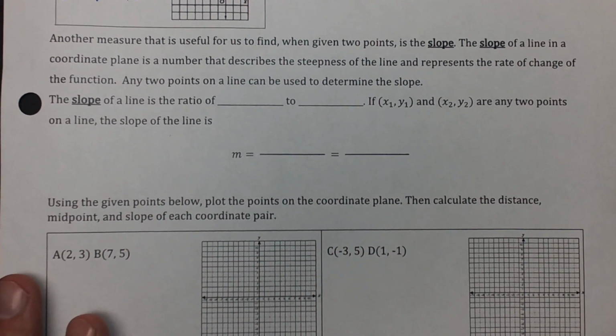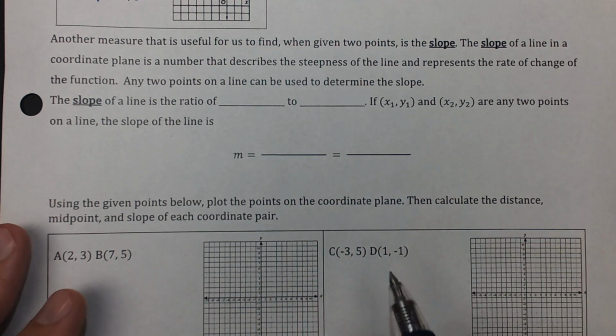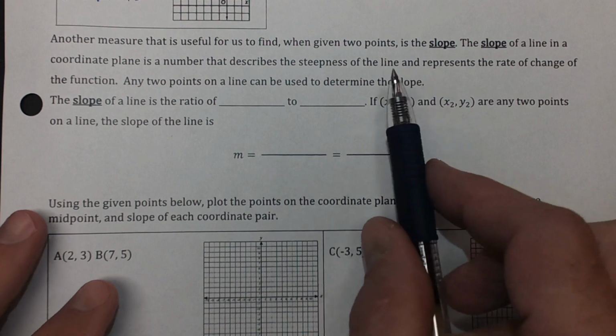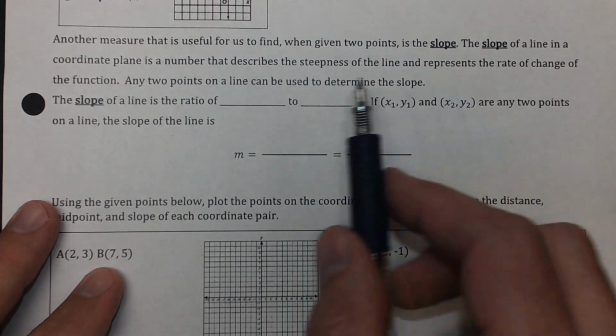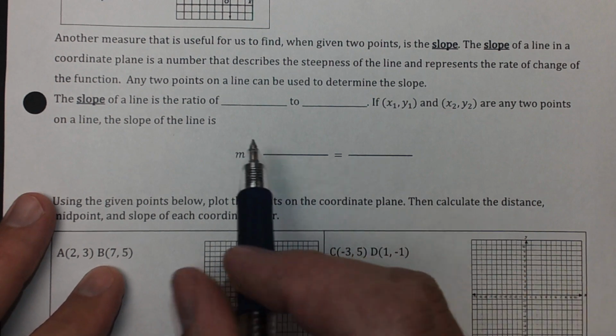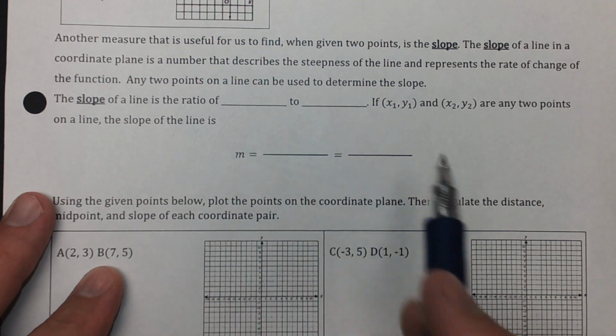So one other thing you can find between 2 points is just the slope between them. Whenever you're given 2 points, you can calculate the slope quite easily. And the slope is just how steep the line would be between those 2 points. In other contexts, it can also represent the rate of change of a function. You'll learn more about that in more advanced math. But any 2 points on a line can be used to determine the slope.